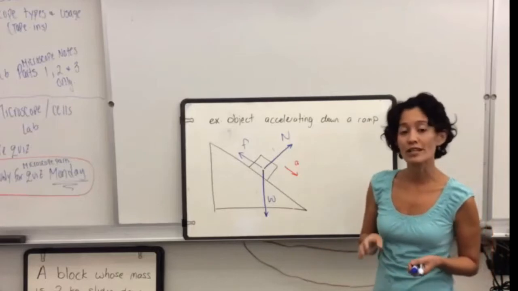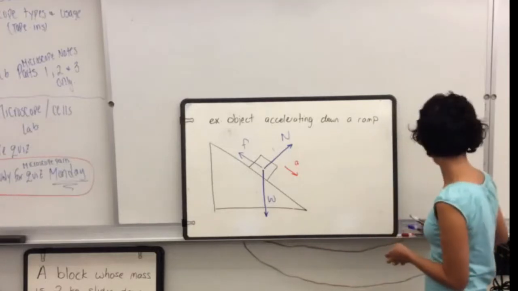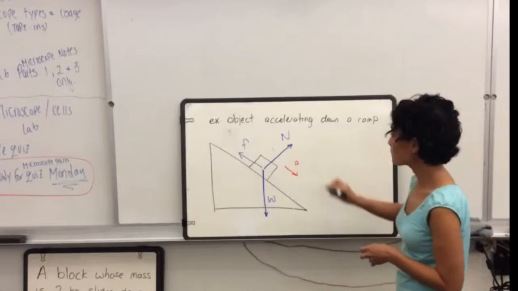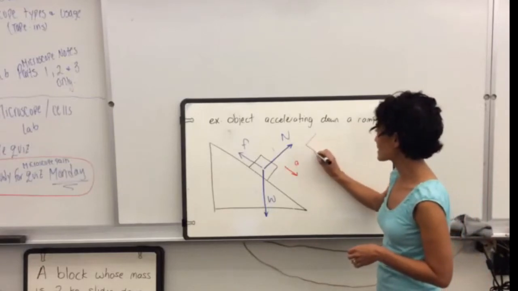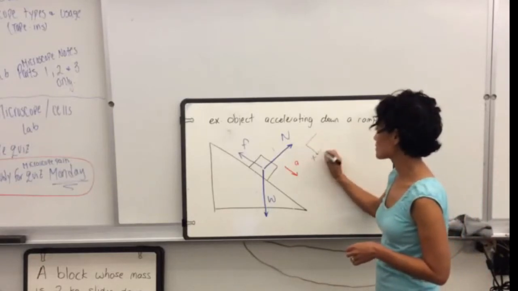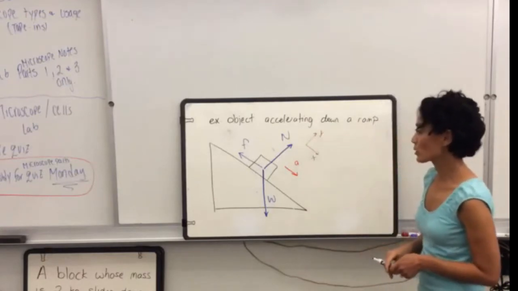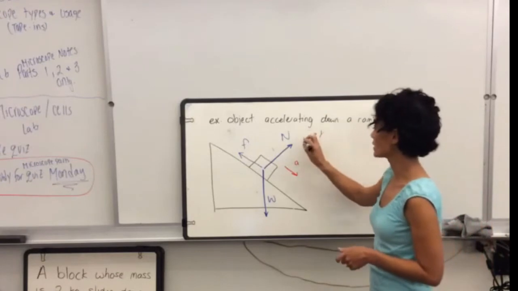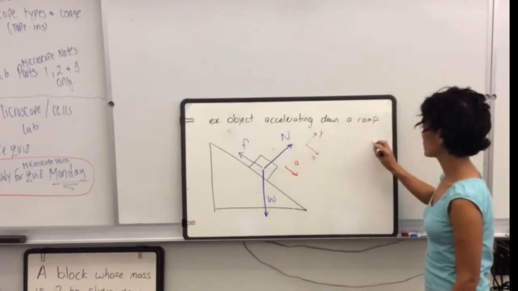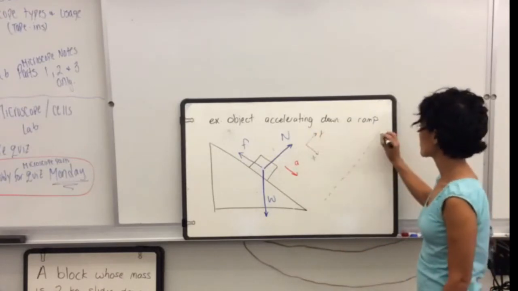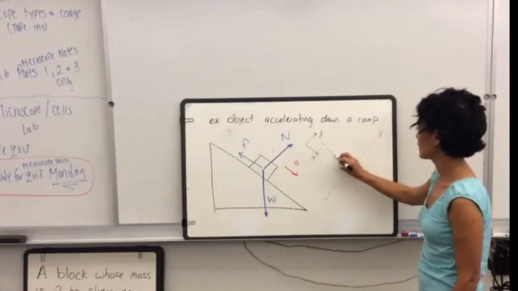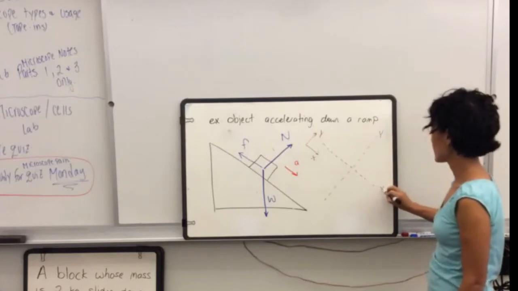So the key that we just wrote up was the idea that we want to make sure that our acceleration is along one of our axes. And so that means that our axis system is going to look like that's my x direction and that's my y direction. I kind of drew it out over here. This is my y, and this is my x.